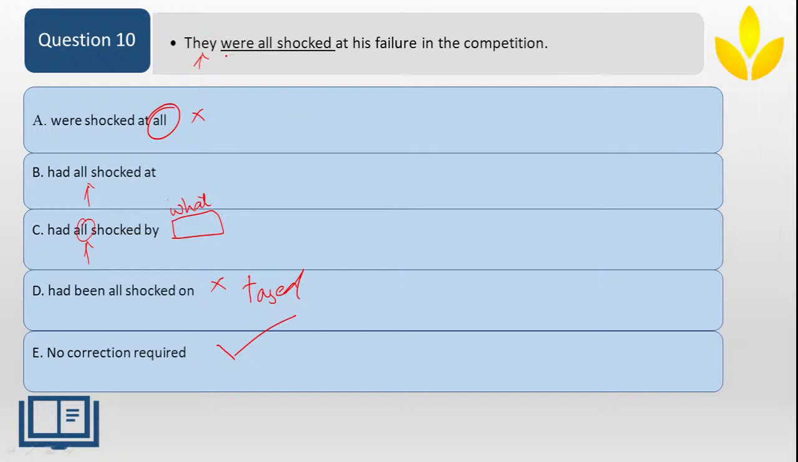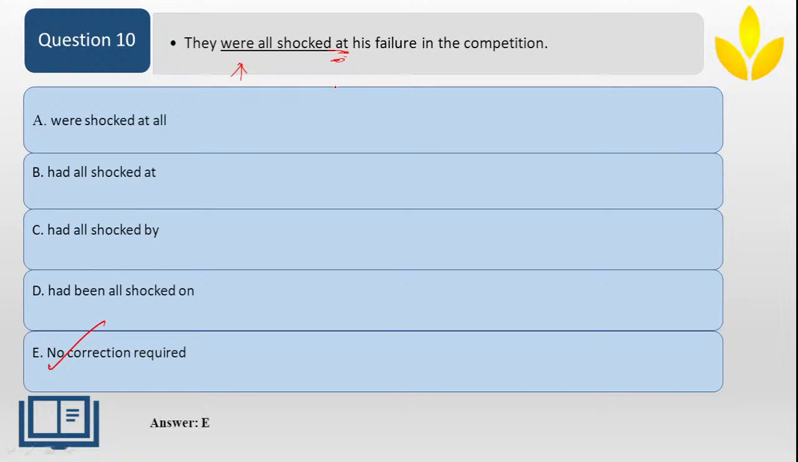Simple past: they were all shocked. At what? At his failure. "They had all shocked by" is a preposition error, people. That is the reason. Question number 10, the answer is E, because the tense is correct and the preposition is correct. You should have underlined the preposition.